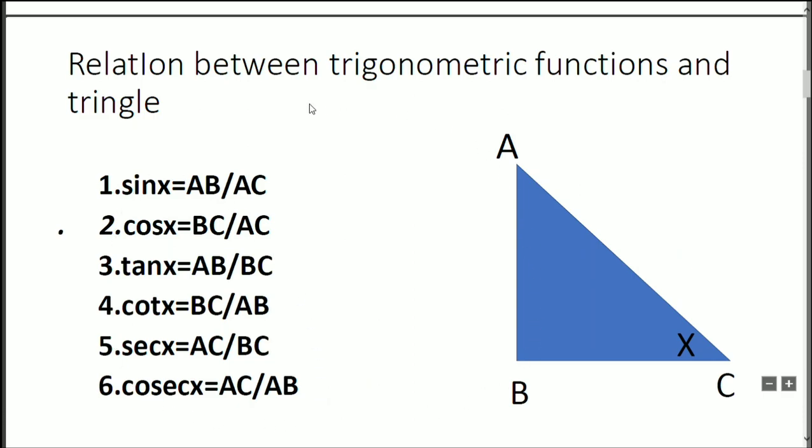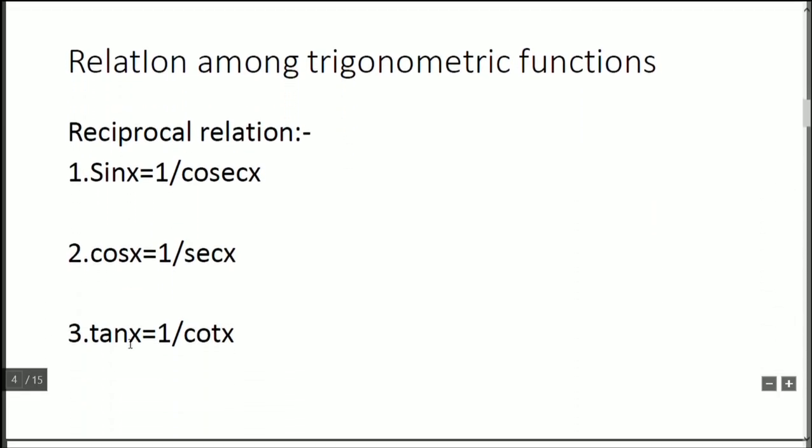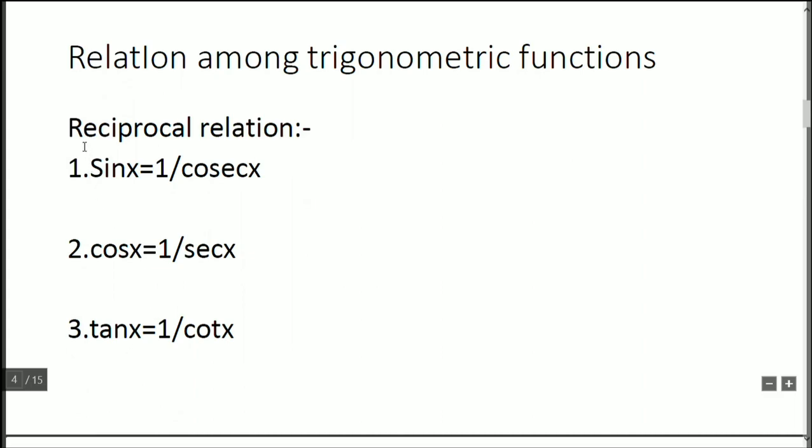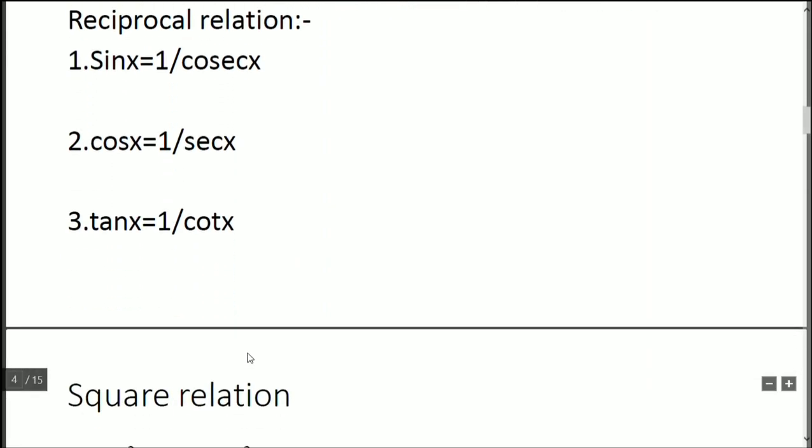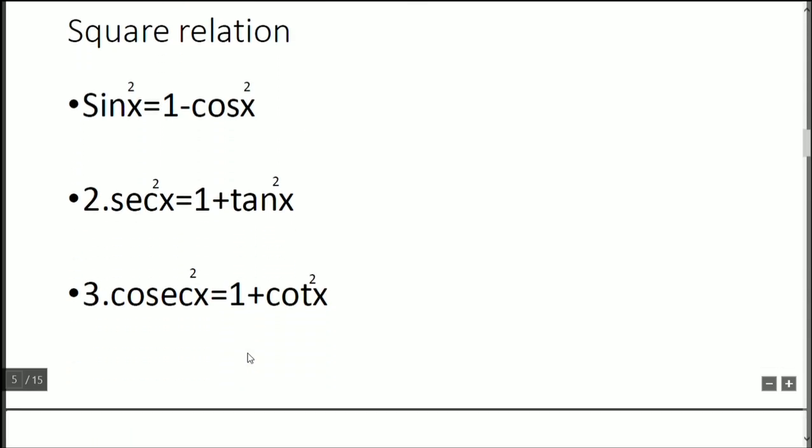So remember it. Relation among trigonometric functions. First, the reciprocal relation. Sin X equal to 1 by cosec X. Then cos X equal to 1 by sec X. Third, tan X equal to 1 by cot X. Next is the square relation, that is sin square X equal to 1 minus cos square X. Second, sec square X equal to 1 plus tan square X. Then cosec square X equal to 1 plus cot square X.